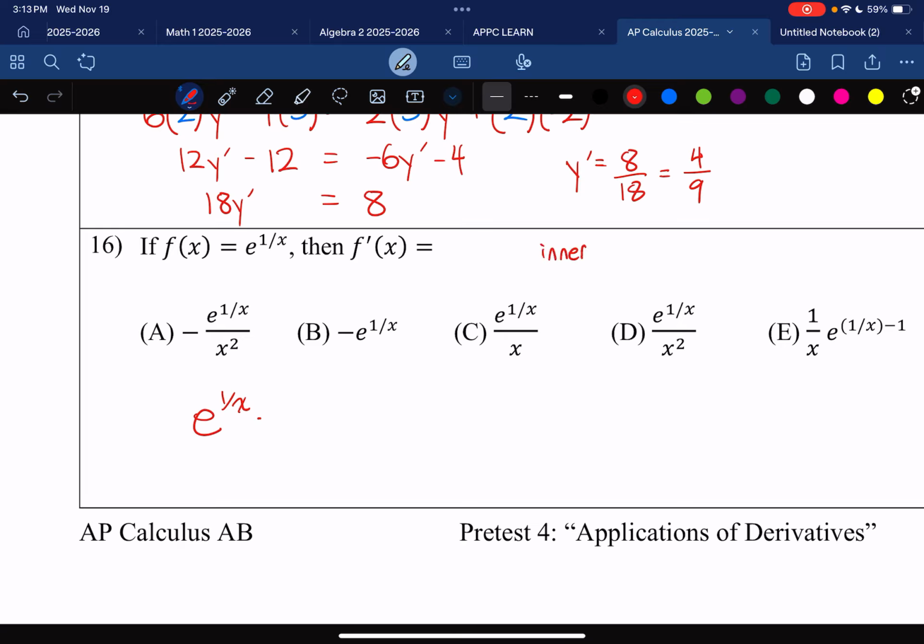The inner, before we take the derivative, is just 1 over x. I don't like taking the derivative of fractions because that invokes the quotient rule. I'm going to rewrite this without a fraction. I'm going to say this is really x to the -1. And now I'm going to take the derivative, and I'm going to write that down here.